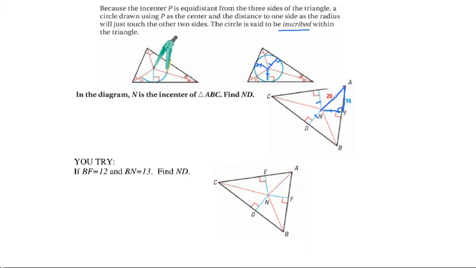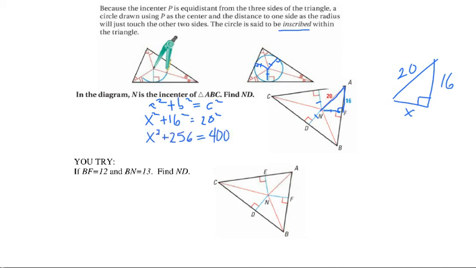So if we have a right triangle where one side is 16 and the hypotenuse is 20, we can use the Pythagorean theorem to find the third side. I'm going to use my x as my a, my b will be my 16, and my c will be my 20. When I solve this, I get x squared plus 256 equals 400. When I subtract that over, I get x squared equals 144. When I take the square root of that, since that will give me my actual x value, I get x equals 12. So NF equals 12, but since that is congruent to ND, then ND will also be equal to 12.